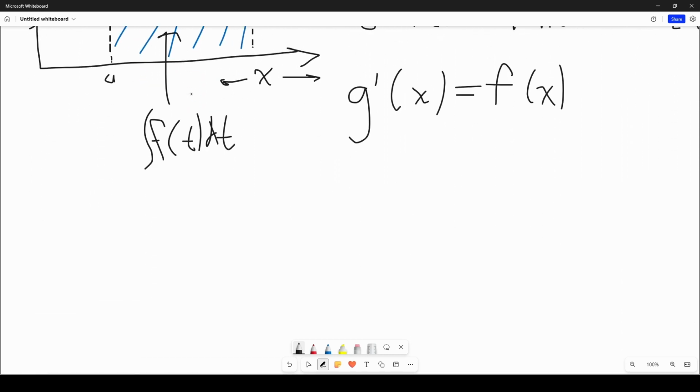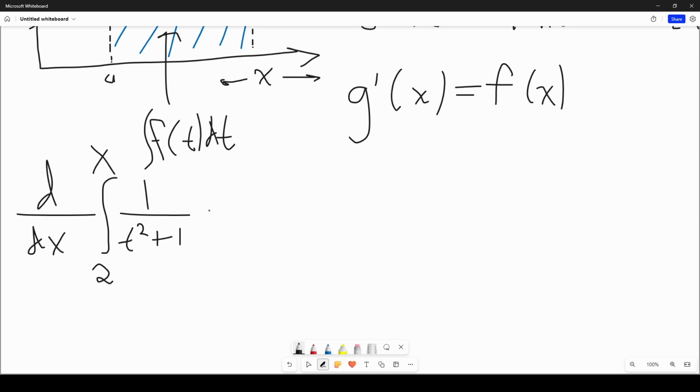So let me give you a quick example. Let's find the derivative d dx of the integral from 2 to x of 1 over t squared plus 1 dt, right? And before I show you the solution, I want you to pause the video until you completely understand why I wrote d dx instead of d dt, okay? Because that's an important conceptual understanding here.